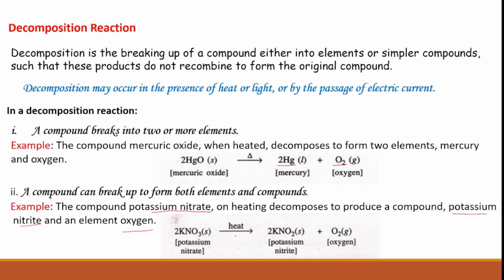2KNO3, when heated, heat is sometimes represented by a triangle like this, becomes potassium nitrite. Potassium nitrate on heating decomposes to form a compound called potassium nitrite, 2KNO2, and an element, oxygen. So this is the second type.